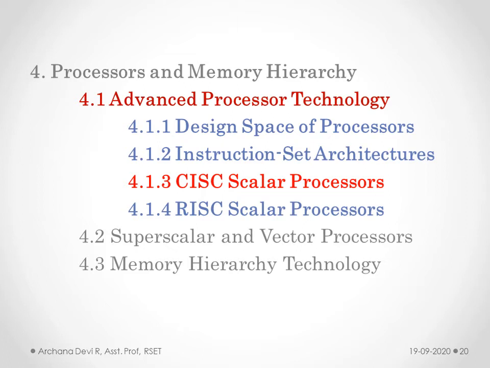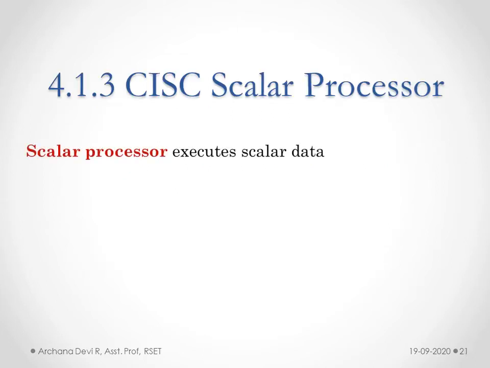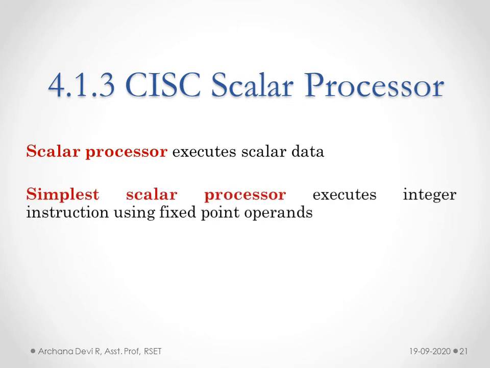Now let us look at section 4.1.3, CISC scalar processors. Let's see what a scalar processor is. A scalar processor executes scalar data, that is, it can execute only a single instruction. Now, what is the simplest scalar processor? It executes integer instructions using fixed point operands.